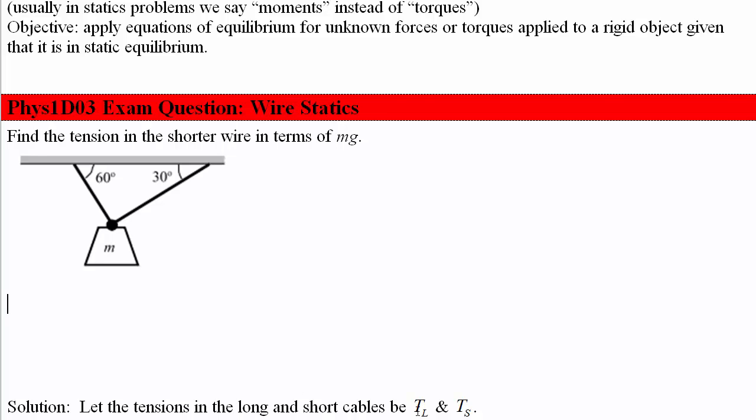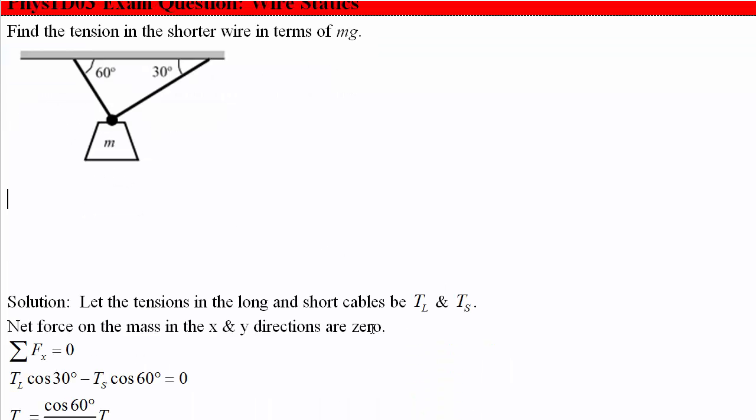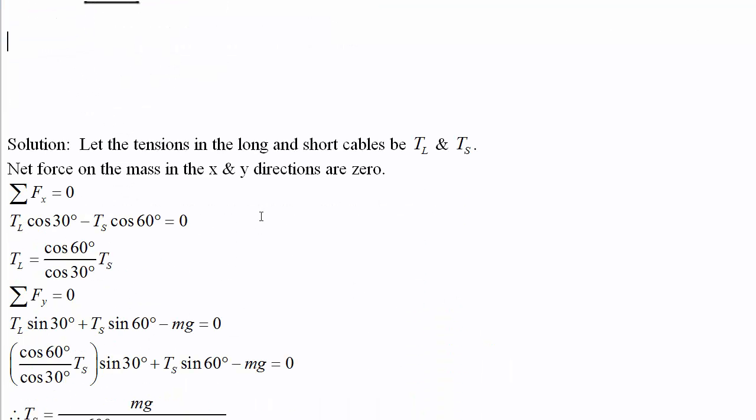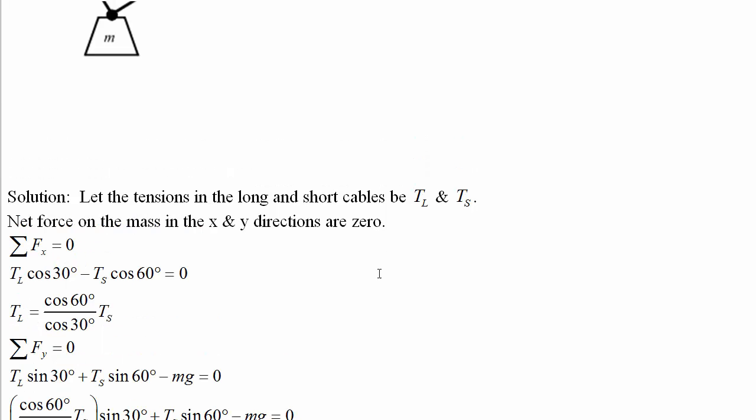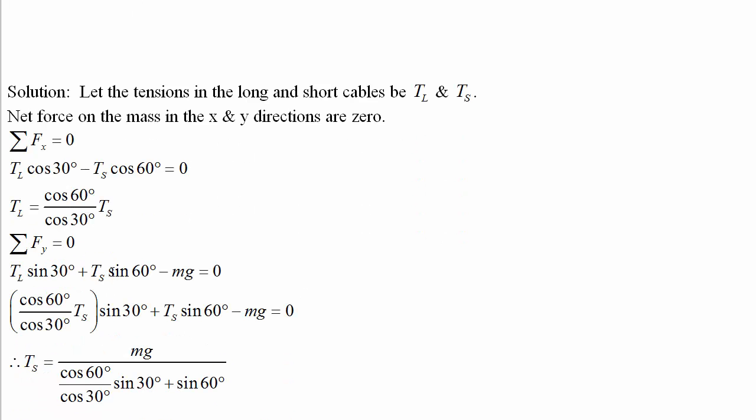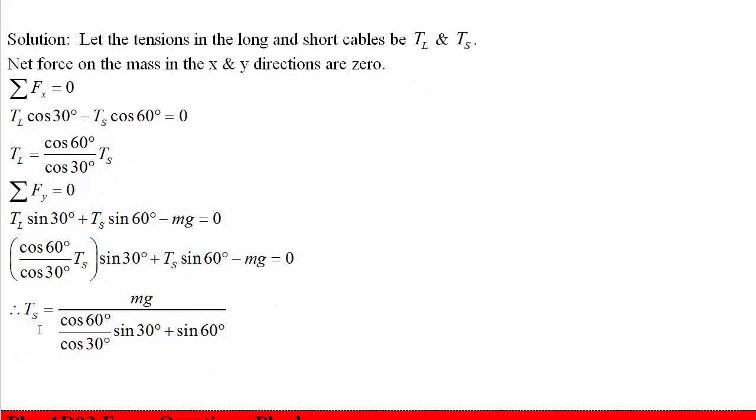So as you can see, let the tensions in the long and short cables be TL and TS. So maybe long and short, that's what I called them. You may have called them something else. The net force on the mass in the X and Y directions are both 0. In the X direction, this gives us a relation between the 2 tensions. And in the Y direction, it gives us a relation between the 2 and gravity. So from solving this first equation, we can sub that into the second one and solve for what the tension in the shorter cable should be in terms of gravity.